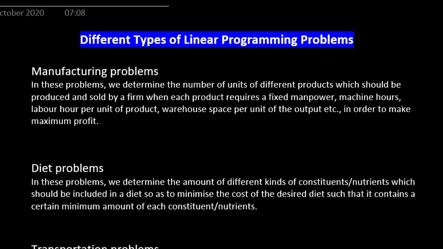Now in this lecture we are going to see different types of linear programming problems. So there are problems related with manufacturing. In these problems we determine the number of units of different products which should be produced and sold by a firm when each product requires a fixed manpower, machine hour, labor hour per unit of product, warehouse space per unit of output, etc. in order to make maximum profit.